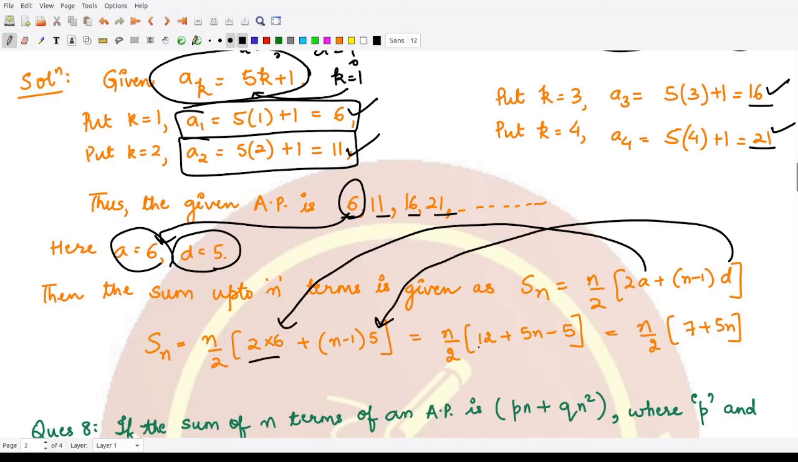So this would become 12, and this would be 5n minus 5, and then we can simplify it further. So this is the answer. This is the sum of the first n terms of the given AP: n by 2 times (7 plus 5n).